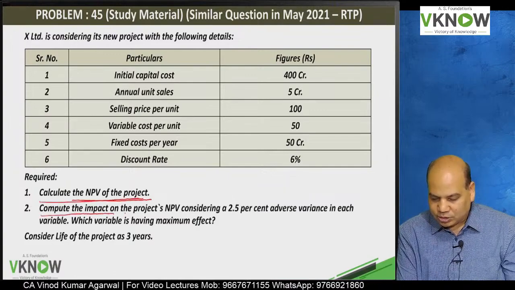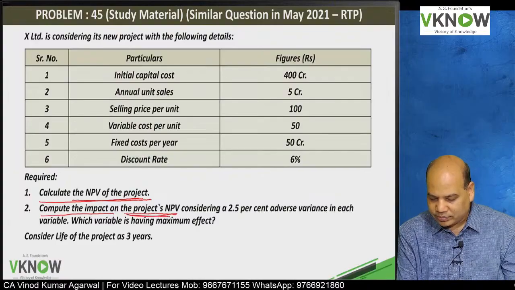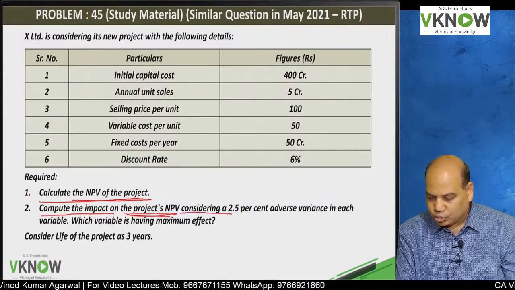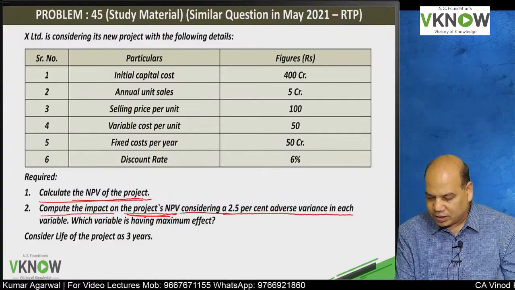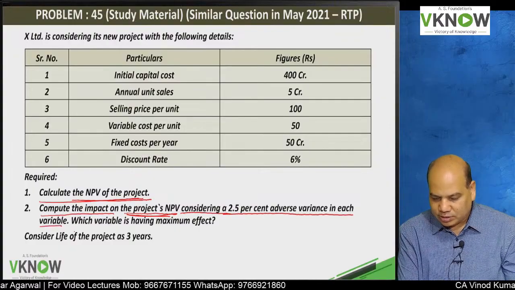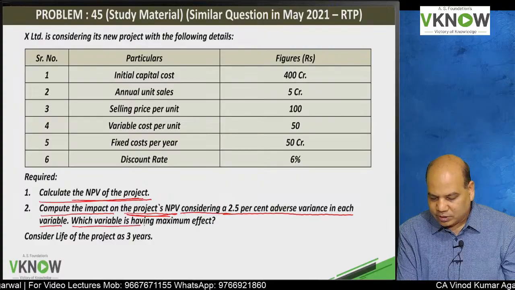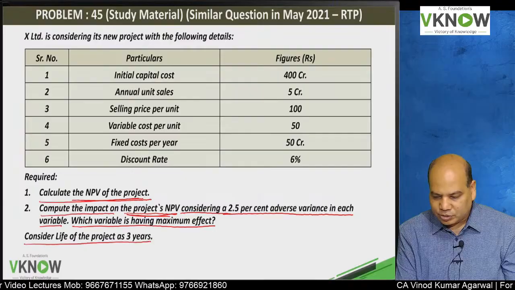Compute the impact on the project's NPV considering a 2.5% adverse variance in each variable. Which variable is having the maximum effect? Consider the life of the project to be 3 years.